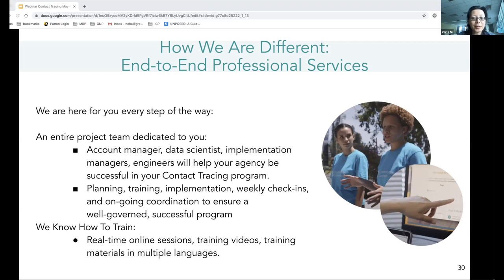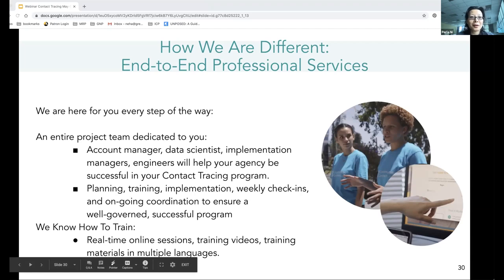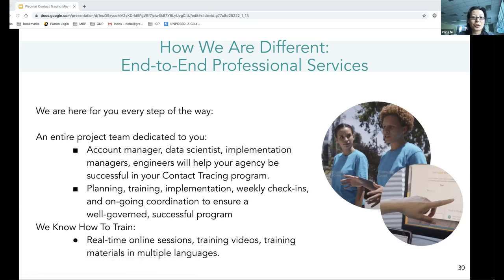I also want to mention, along with software, we are a nonprofit. And so what we recognize is that we not only are here to help you implement the process, but we're here to ensure your success. So we're really here for you every step of the way. We provide an entire project management team. We have account managers, data scientists, implementation managers, and engineers to help you be successful in your program. What we do is we work with you on planning, training, implementation, with weekly check-ins, as well as ongoing coordination to ensure a well-governed and successful program.